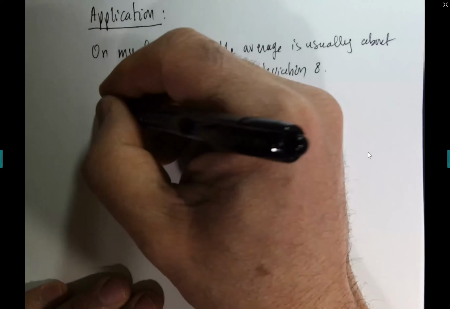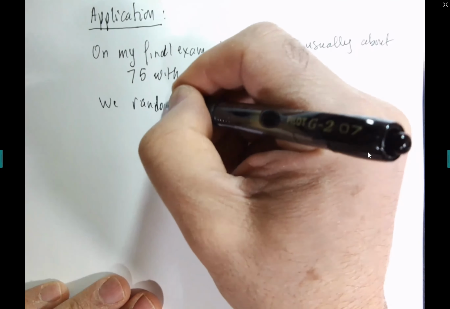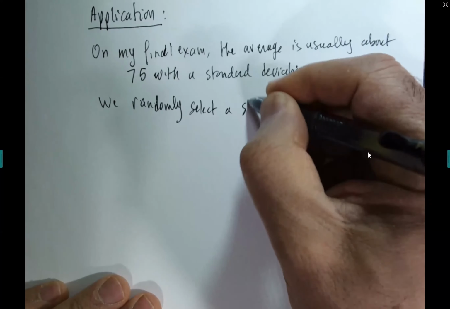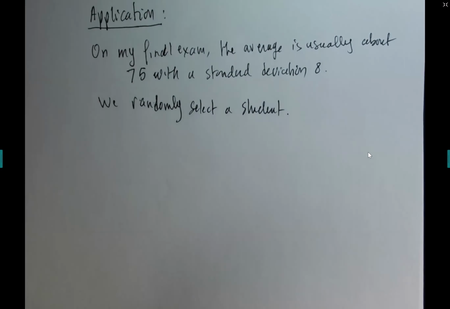We randomly select a student. Let me tell you what the question is. My average from past experience on the final is 75 and the standard deviation is 8, guys. If we select one student at random, what is the probability that this student is going to score more than, let's say, 82 on the test?